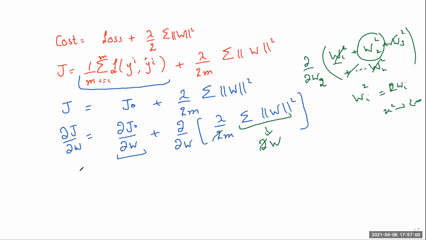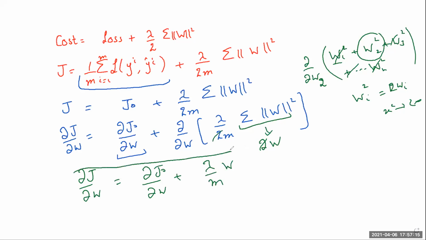So I will write it in a simplified way. So it would be J naught W plus lambda by m W, right? So this is basically our key expression. If you are not familiar with derivatives, you can ignore the discussion of the last couple of minutes. But if you are familiar with derivatives, it's good to know how we arrive at this term, right?